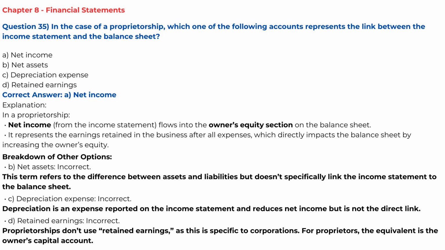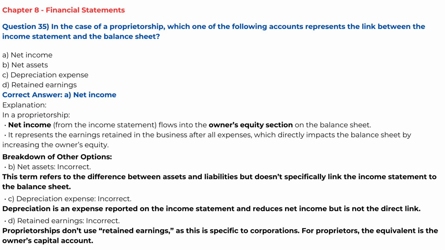Question 35. In the case of a proprietorship, which one of the following accounts represents the link between the income statement and the balance sheet? Correct answer, A. Net income. Explanation. In a proprietorship, net income from the income statement flows into the owner's equity section on the balance sheet. It represents the earnings retained in the business after all expenses, which directly impacts the balance sheet by increasing the owner's equity. Breakdown of other options.